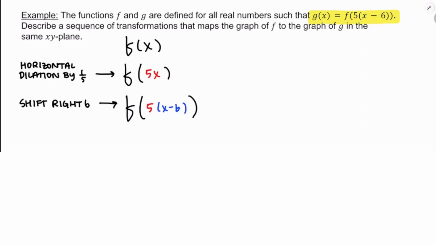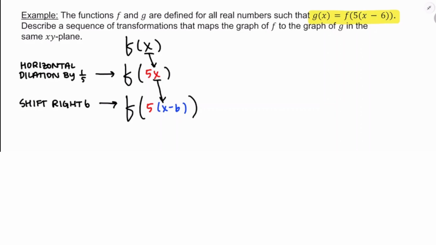And I'm realizing I probably could have used a little bit of color to emphasize that I was replacing x with 5x, and then I was taking that x and replacing it with x minus 6 in parentheses. So this is going to be a horizontal dilation by a factor of 1/5, and then a shift right by 6. And the order does matter, right? And I'll show you that off to the side.